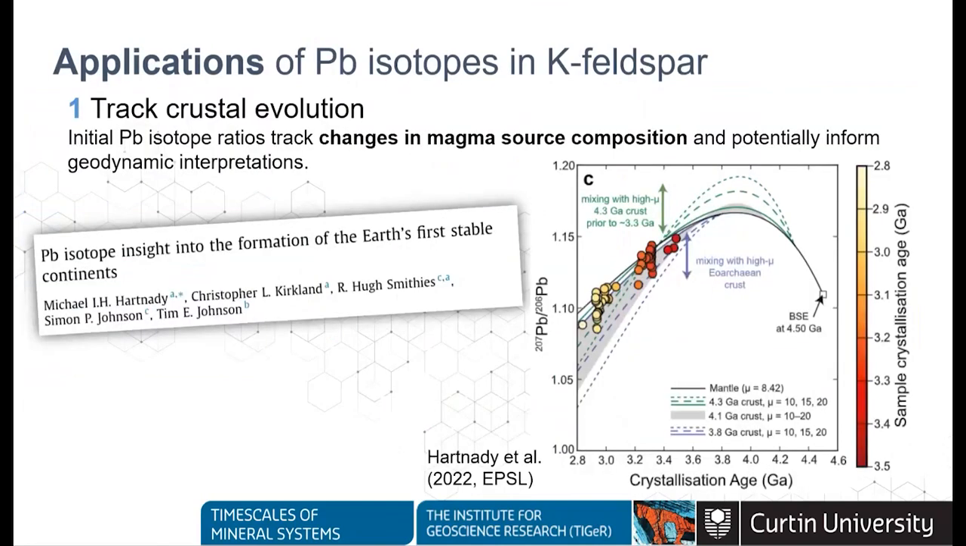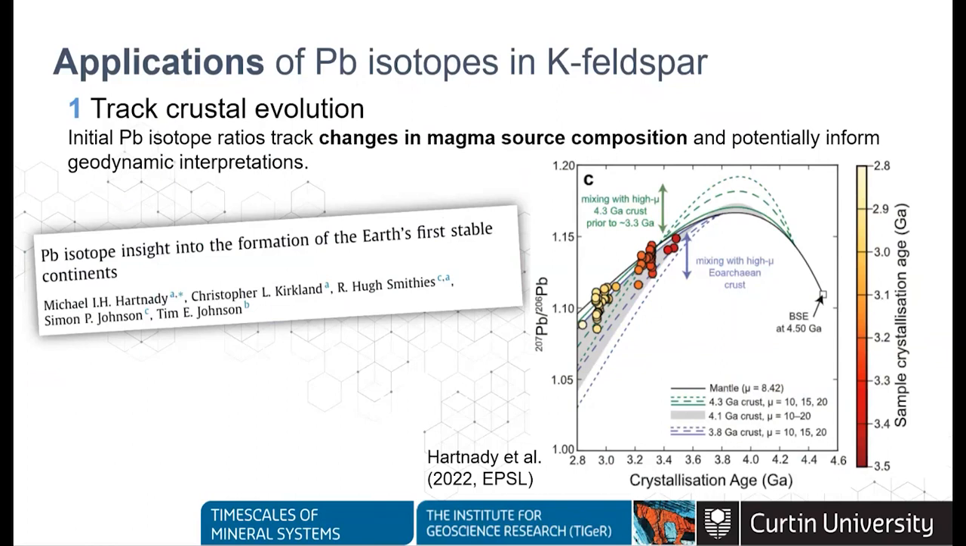Okay, and that's the last part of my talk: applications. I will talk about applications of lead isotopes in general, but the focus will be on applications of lead isotopes in K-feldspar. The first example, for crustal evolution, is from a recent study by Mike Hartnady and others, where they used lead isotope ratios in K-feldspar in Archean granites in the Pilbara to constrain the age and the nature of the precursors of these granites.